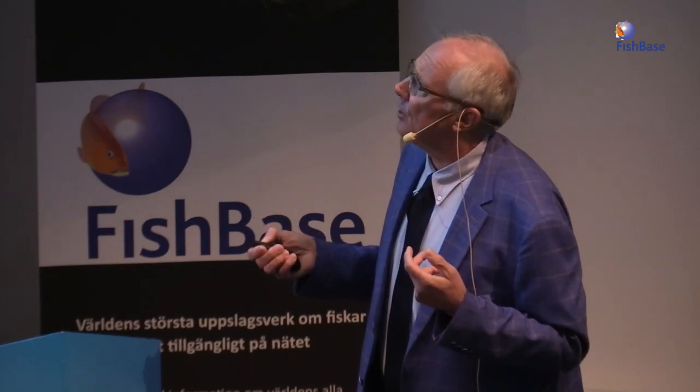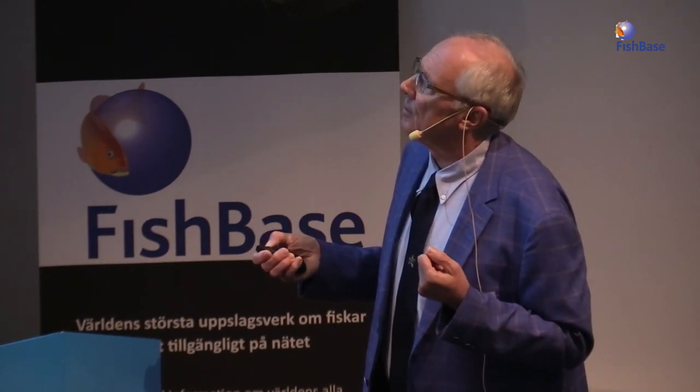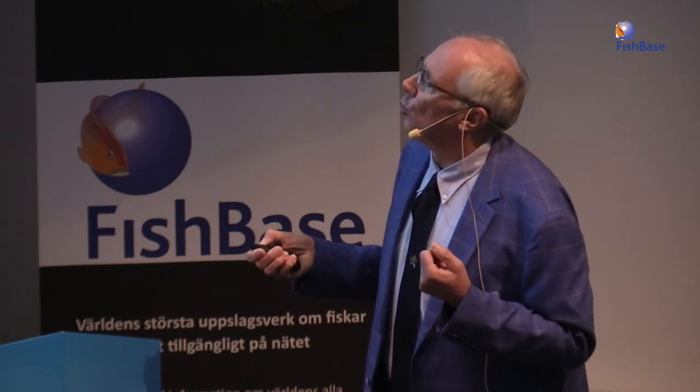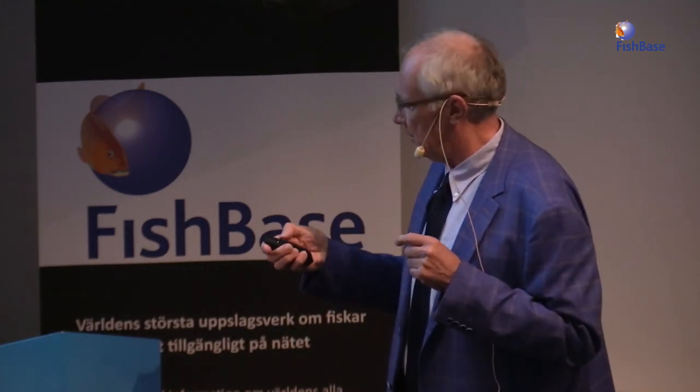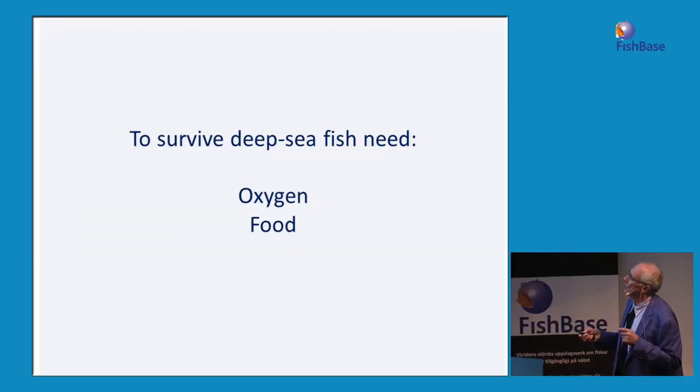So we've got three competing hypotheses: that there's an azoic pre-Cretaceous deep sea, or that there were successive colonizations and extinctions, or that there has been some sort of persistent deep-sea ichthyofauna since the Devonian. To evaluate these hypotheses, we need to consider, what do fish need to live in the deep sea? Well, they need oxygen and they need food.